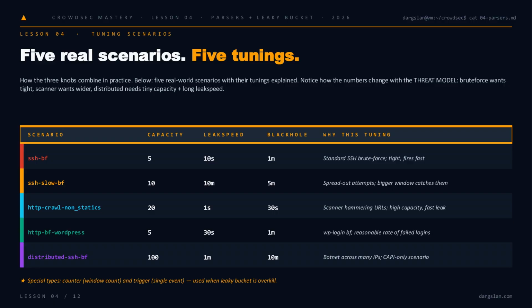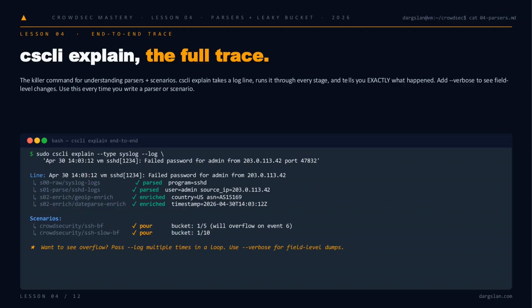That one only makes sense at the CAPI level, where you're correlating across the whole community. The threat model dictates the numbers, and when leaky bucket is overkill, you've got 2 simpler types in reserve, counter and trigger. So how do you actually verify any of this is working?